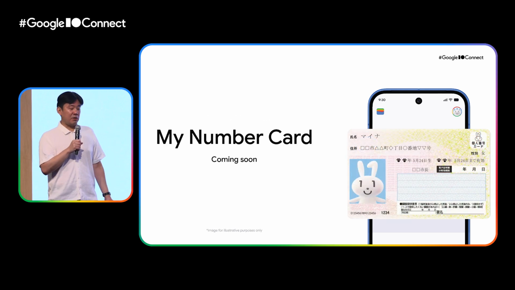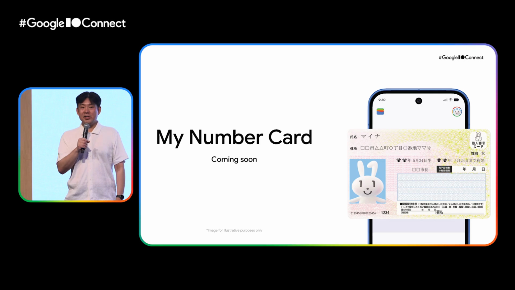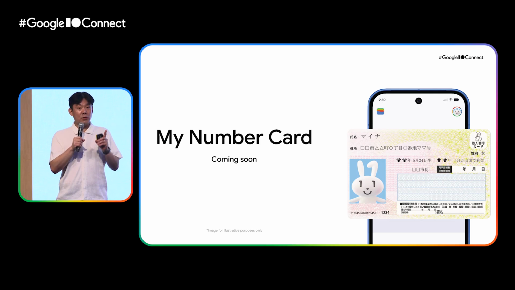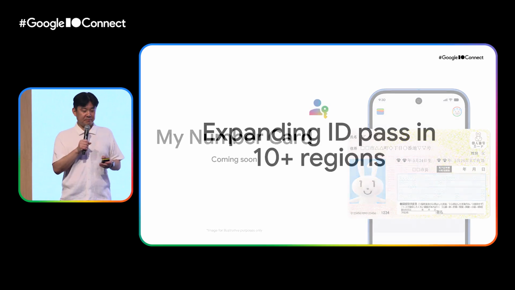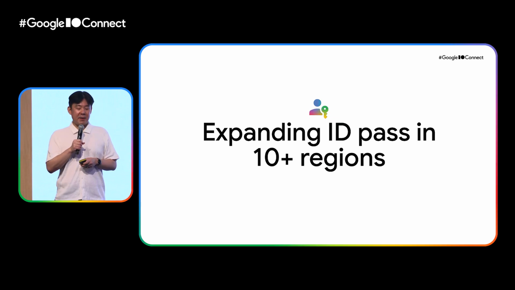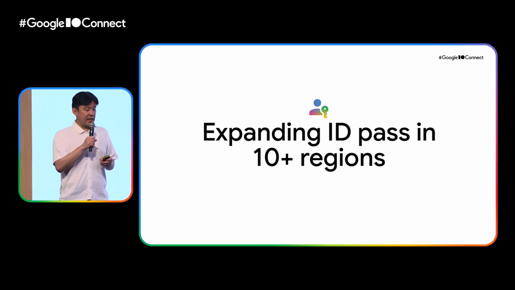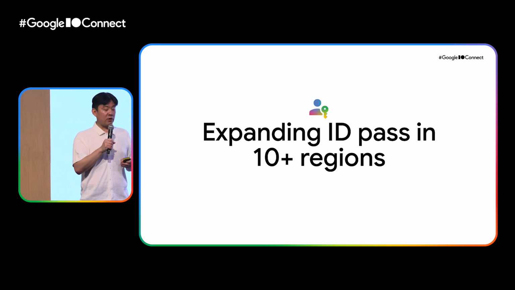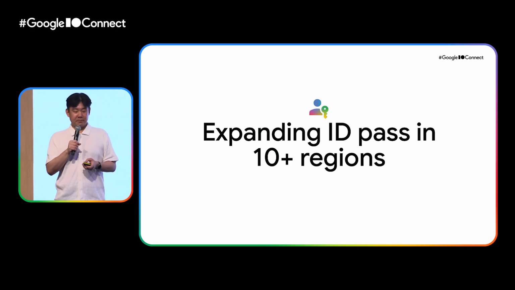The next major launch we are working towards is bringing Japan's My Number card to Wallet late this year. We're also expanding our passport-verified ID Pass to over 10 more regions, including Brazil, Taiwan, and several other countries. We have announced plans for support for over 10 countries, and we continue to make sure it can be available for even more geographies.